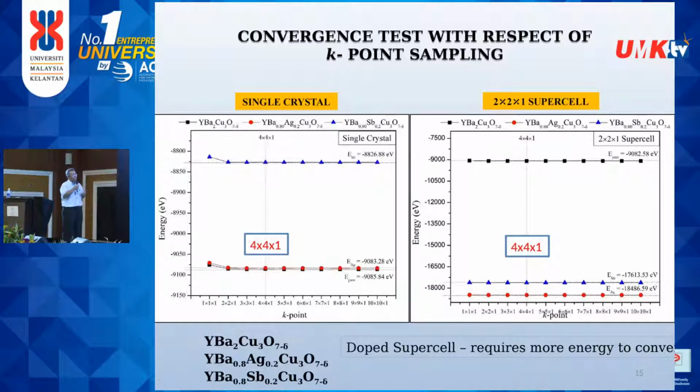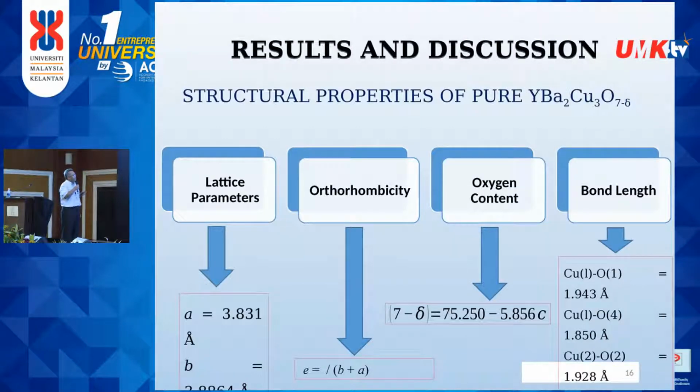Okay, so result discussion for structural property of pure YBCO. We have experimental data, and also we compare with the computational method. The lattice parameter, this one is from the experimental results. And for oxygen content, 7 minus delta is around maybe 7. It depends: if the delta is more than 0.6, it becomes tetragonal, right?